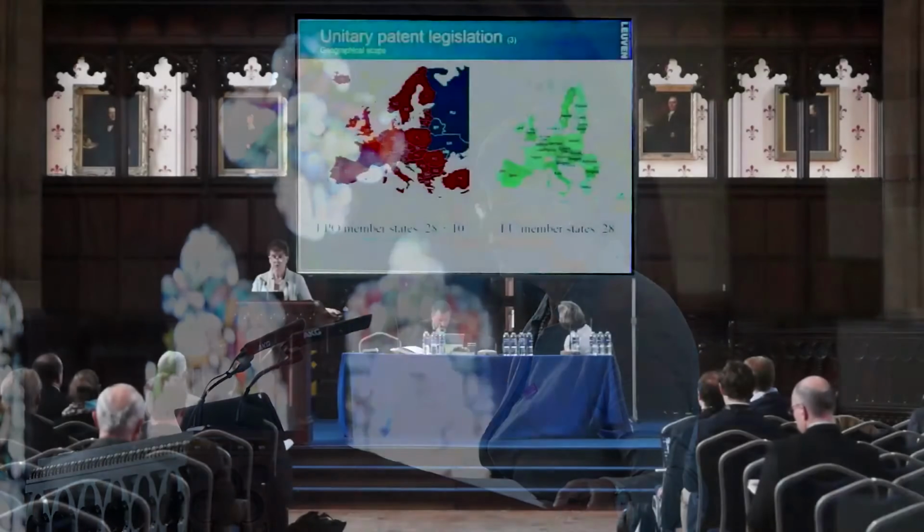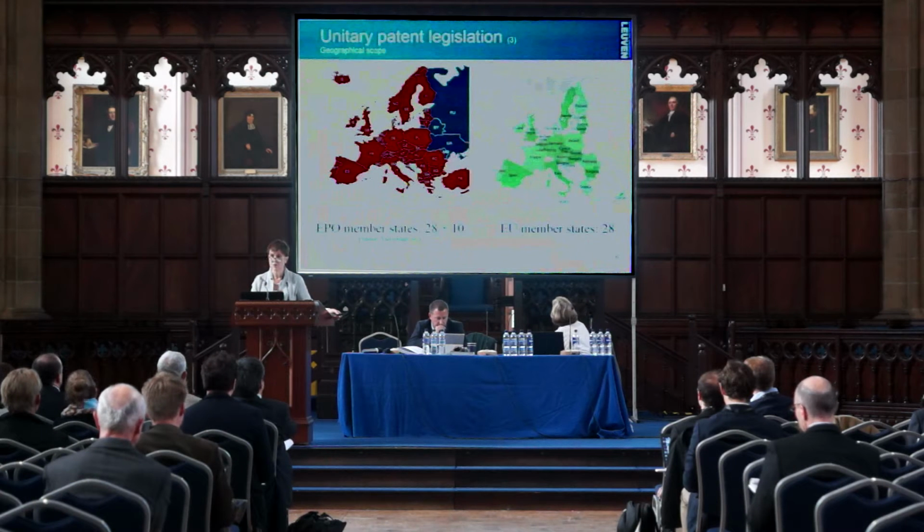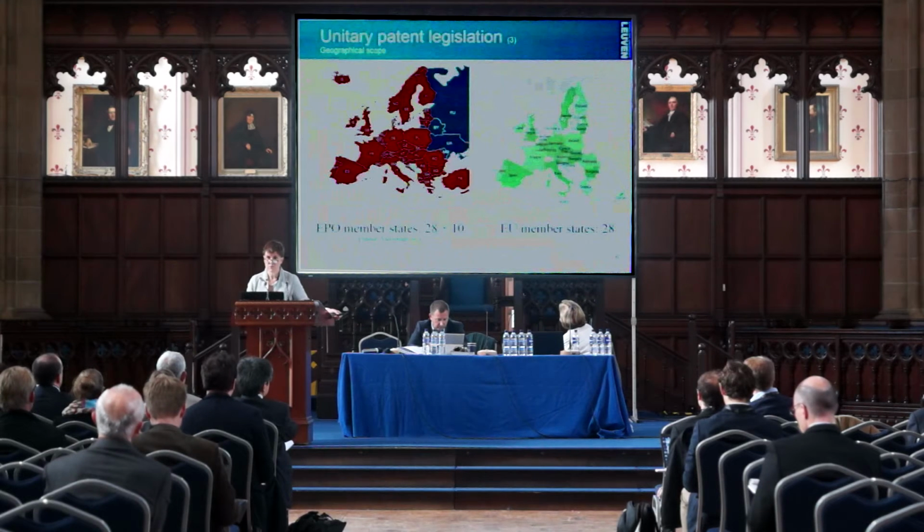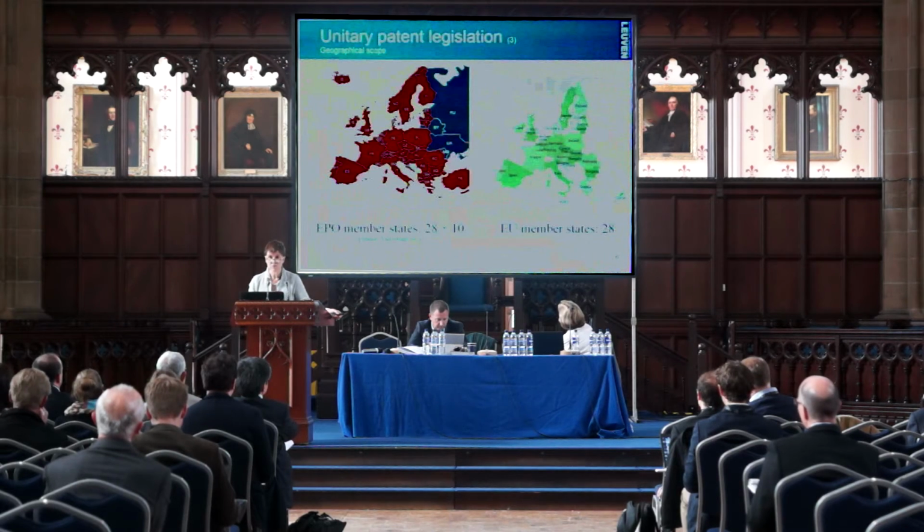Now, as to geographical scope, just as a reminder, the old-fashioned European patent applied to 28 countries, the EU countries plus 10, making up for 38, whereas the unitary patent, in principle, and I'm saying in principle, would apply to the EU member states being 28. But it's a bit more complicated. And I've tried to explain how we end up with this figure of 26 by playing football.